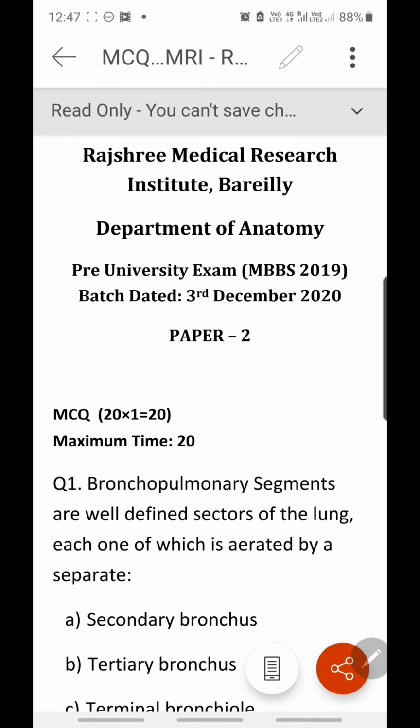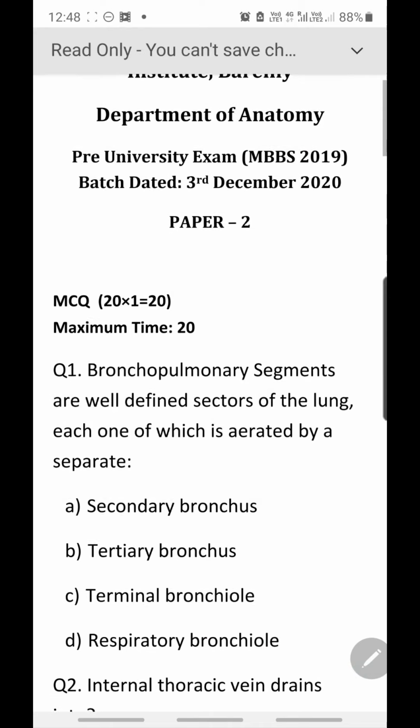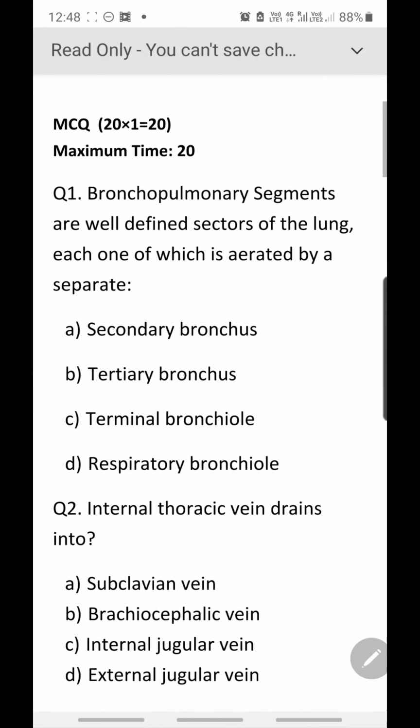Hello. These days at Rajshree Medical Research Institute, Bareilly, pre-university exams are being conducted, and on 3rd of December, there was this anatomy paper 2 exam, and in this there were 20 MCQs. So I've uploaded these MCQs for you all, so you can check your answers.